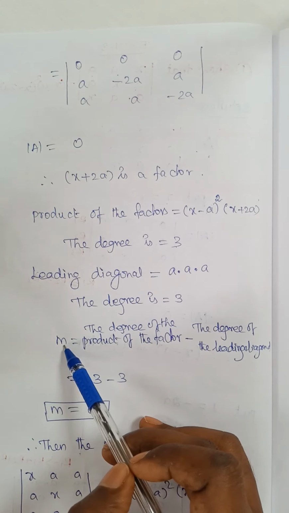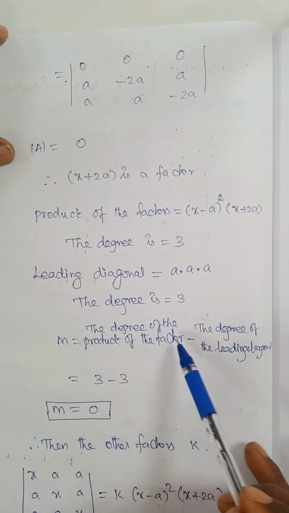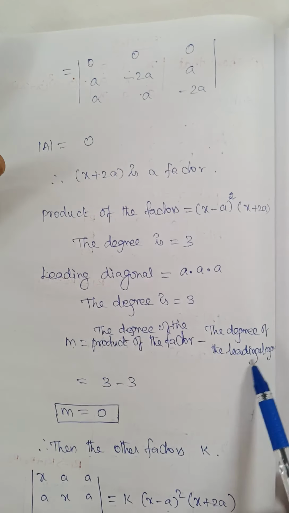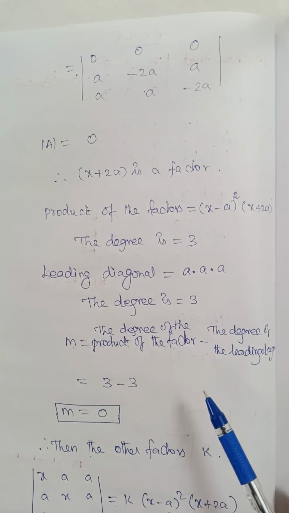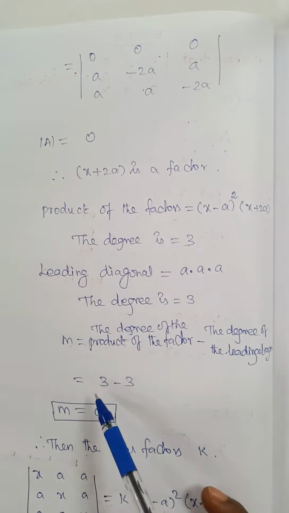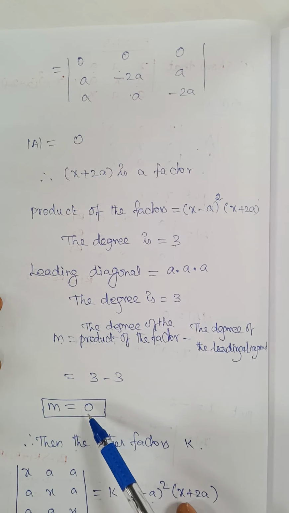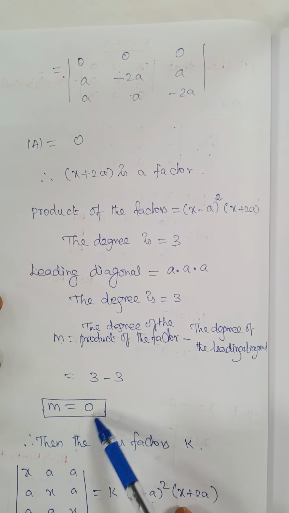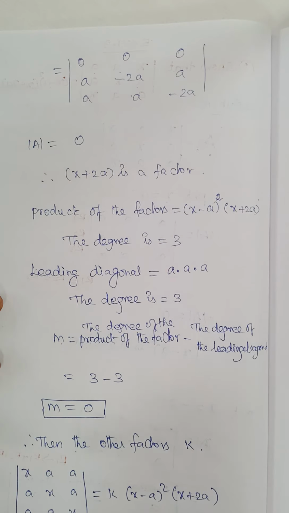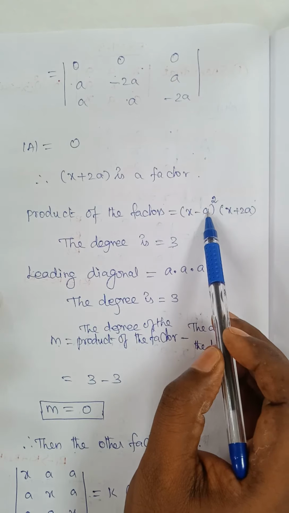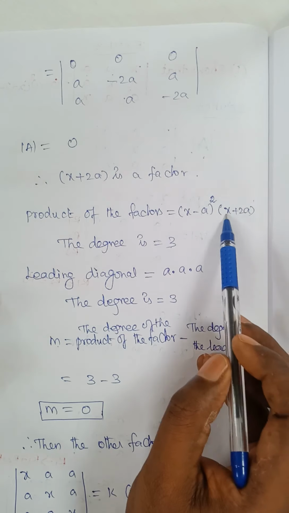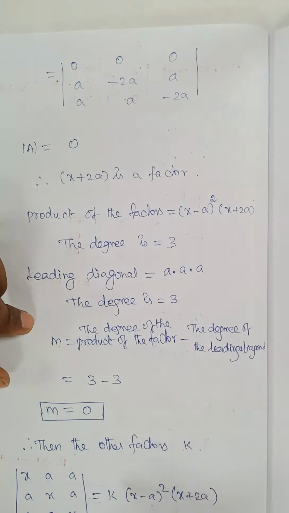So m is equal to the degree of the product of the factors minus the degree of the leading diagonal. So m equal to what? 3 minus 3. So m equal to 0. So already we know the condition: if m equal to 0, then the other factor is what? K. So I am going to substitute in the question: the determinant is equal to k, (x minus a) the whole square, and (x plus 2a). All the factors I have written here.